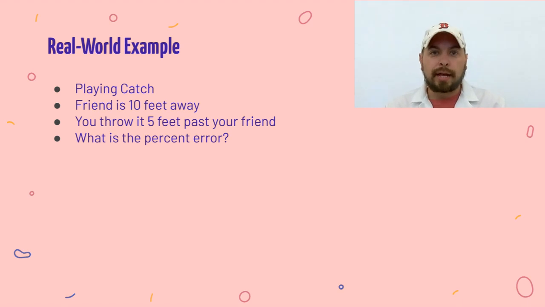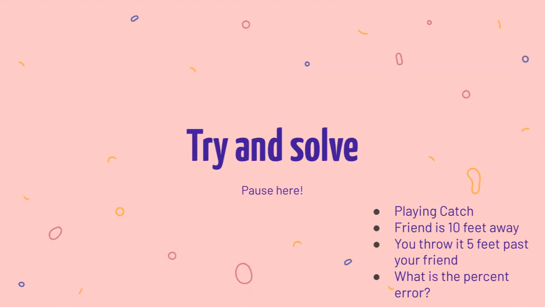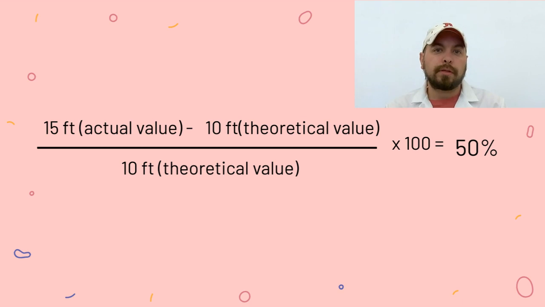Let's say I'm playing catch with a friend. I want to throw the ball to my friend who's 10 feet away, but I throw it 15 feet. What would my percent error be? Well, take a look. The actual value that we threw it was 15 feet.